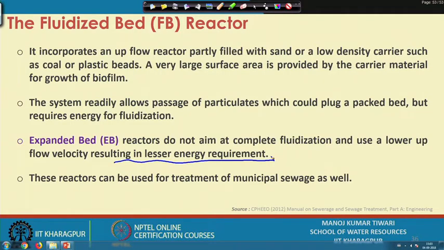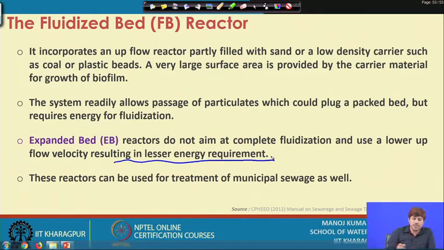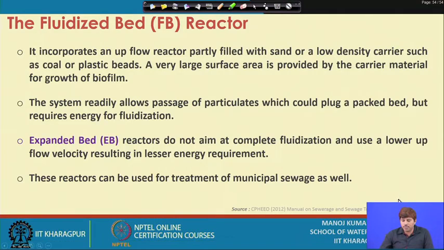These reactors can be used for the treatment of municipal sewage as well as industrial wastewater. Both types of wastewater can be treated with the fluidized bed reactor, although installation with municipal sewage is very limited. So, these are some of the other configurations of the high rate reactor processes.